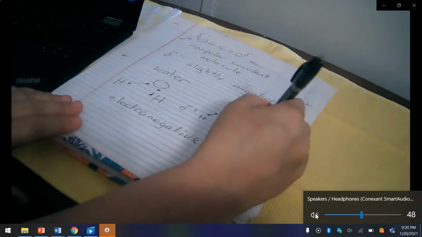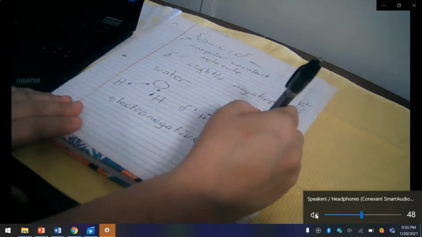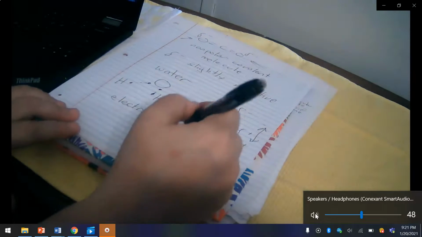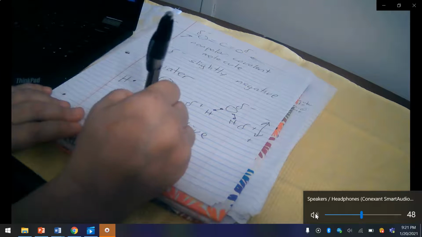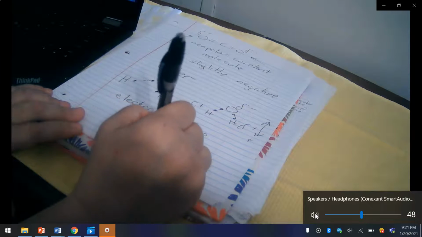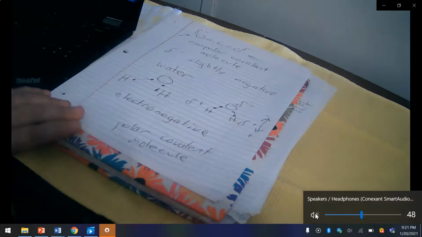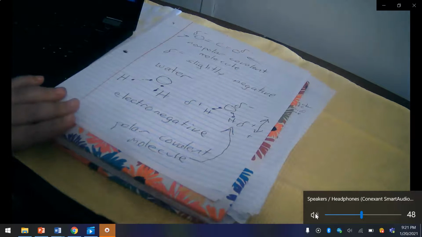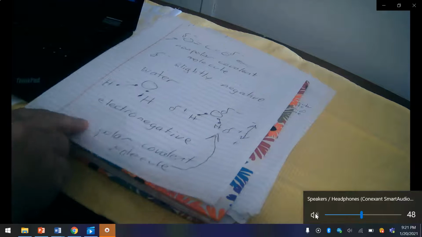That gives you one end of the molecule that is negative and another end that is positive. That is called a polar covalent molecule, because it has different charges at different ends of the molecule. So water is an example of a polar covalent molecule.